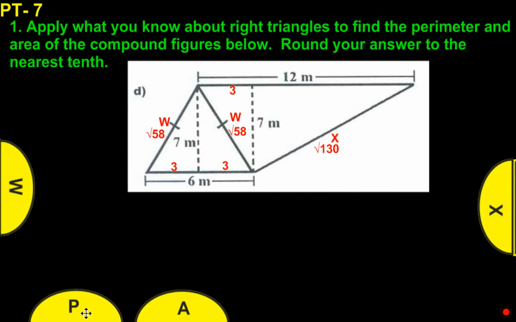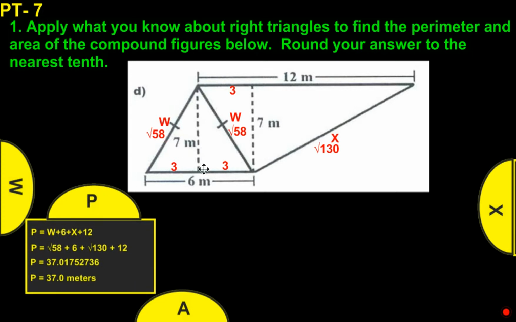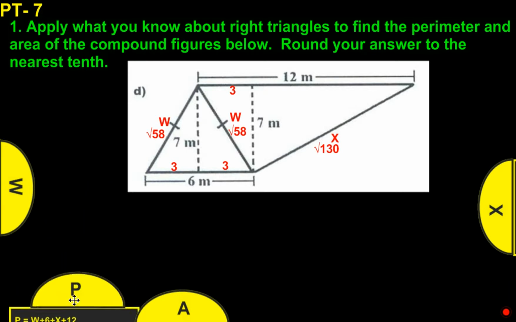Okay, so let's find the perimeter first. So to find the perimeter, we have to add up all the outer edges of this shape. So we have W plus the 6 that we started with, plus x plus the 12 that we started with. And we can plug in values for W and x. We have square root of 58 plus 6 plus the square root of 130 plus 12. And if we add those up, we get 37.01752736, full calculator display. Rounding to the nearest tenth, we get 37.0 meters. So the perimeter of this compound figure is 37 meters.